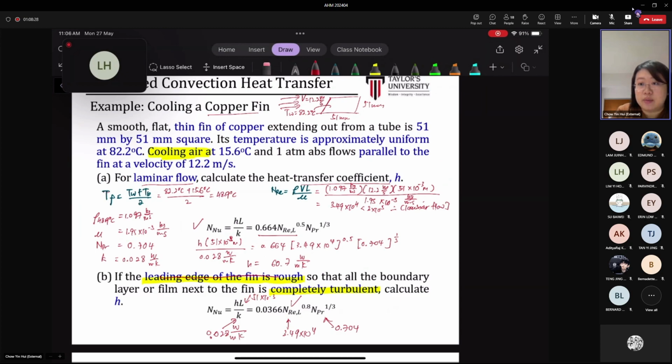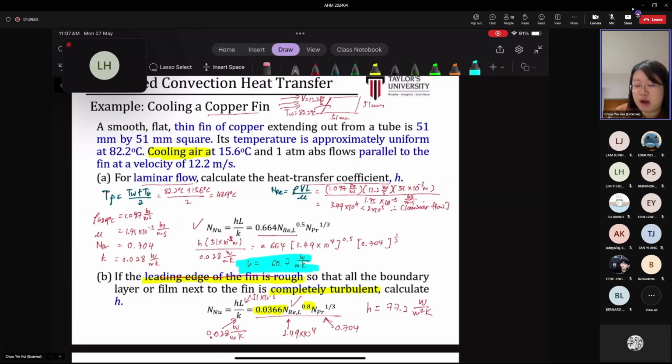All the properties are still the same, but you get a different h value, because here the correlation is different. If you compare both correlations, the C value and the M value are different. So if you solve this, the h for this rough plate should equal 77.2 watt per meter square Kelvin, whereas for laminar flow the h value was only 60.7.